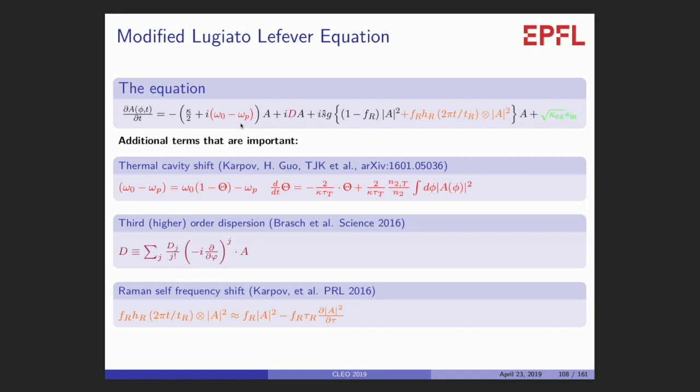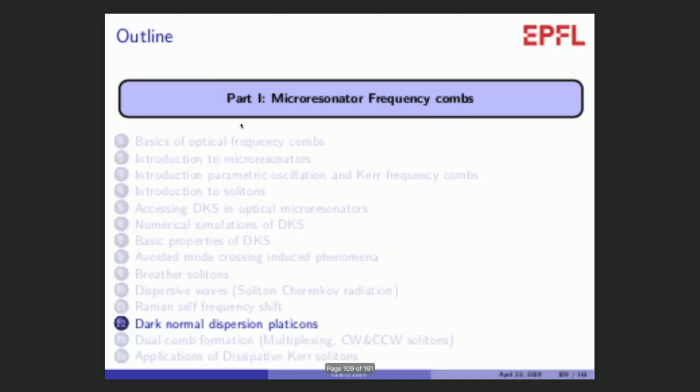So the LLE equation that I mentioned, I just placed it here. In principle, if you want to model the carrier frequency combs, then there are really two modifications that become important. One is the higher order dispersion effects that are wrapped in this dispersion operator D here, and the second is the Raman self-frequency shift. Those are the dominant ones that you need to include in your simulation. You can also include thermal shifts of the cavity. They will not change the spectrum. They will only change the way you can access the soliton, and they will explain, for instance, why solitons can switch.